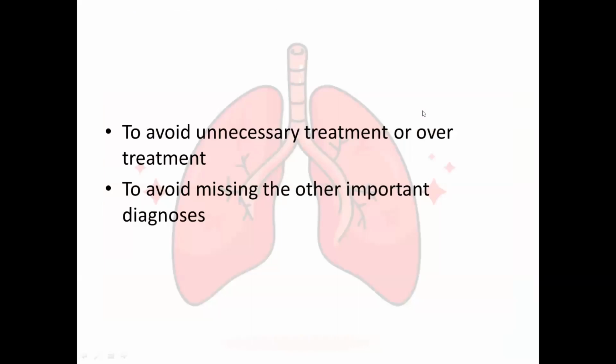So why is it important to diagnose asthma before starting treatment? We all know that asthma is a heterogeneous disease, so many other cardiorespiratory conditions can mimic asthma, and also the drugs used in asthma have got their own side effects. So it is very important to avoid unnecessary treatment or overtreatment, and also to avoid missing the other important diagnosis.